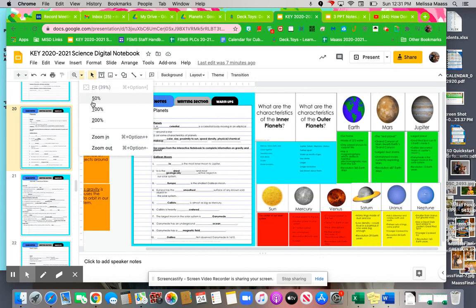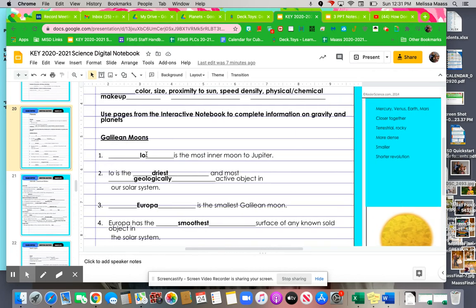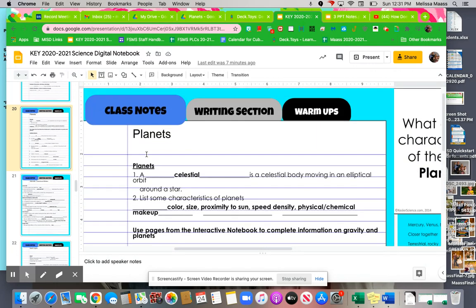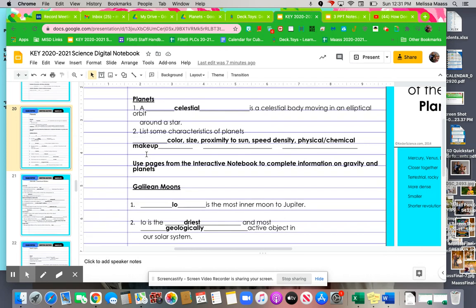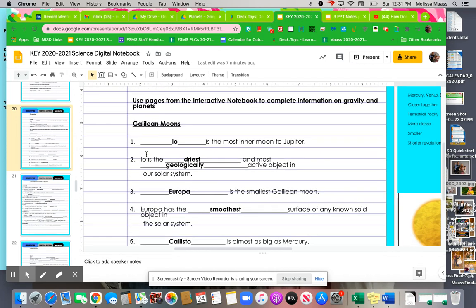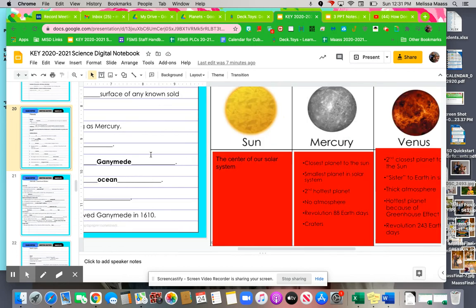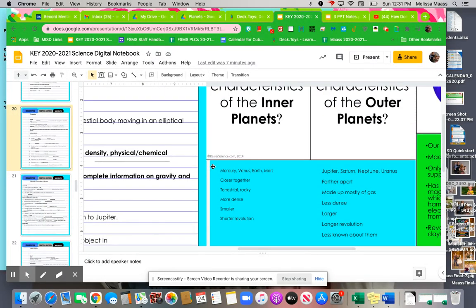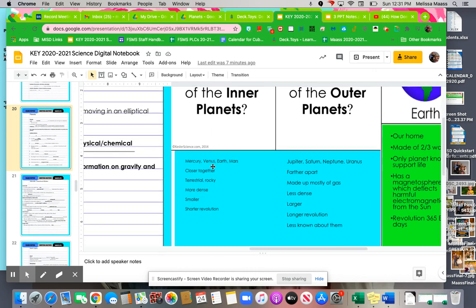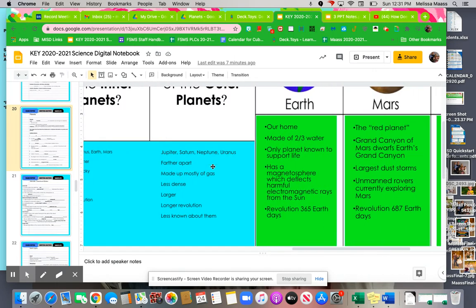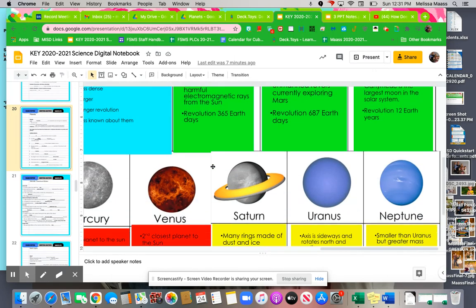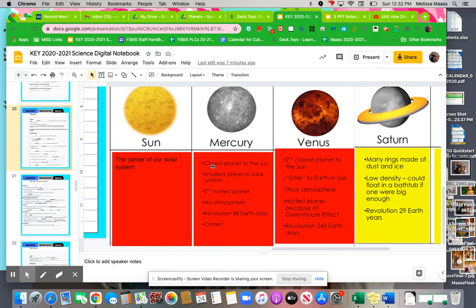And I can zoom in, so kind of to show you at 100%. I have all this filled in. And if you need to pause and fill it in, please pause and fill it in. So you kind of look here, everything's filled in.